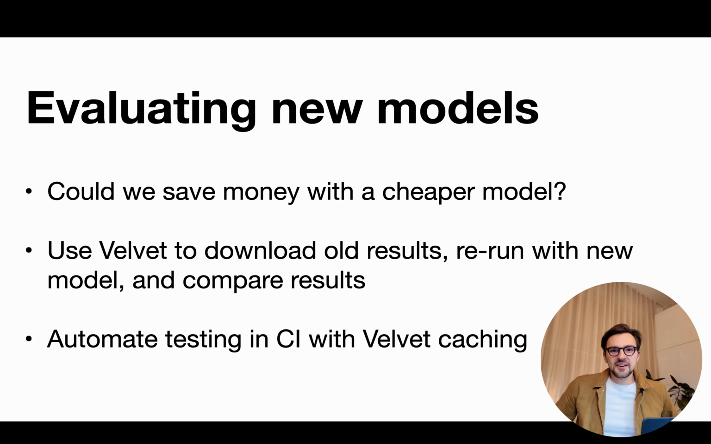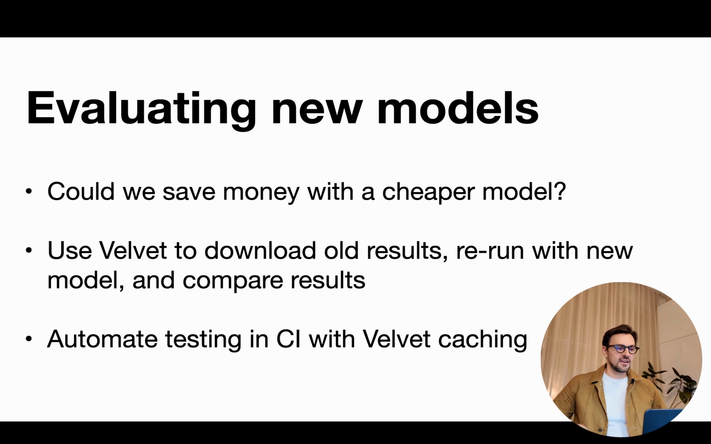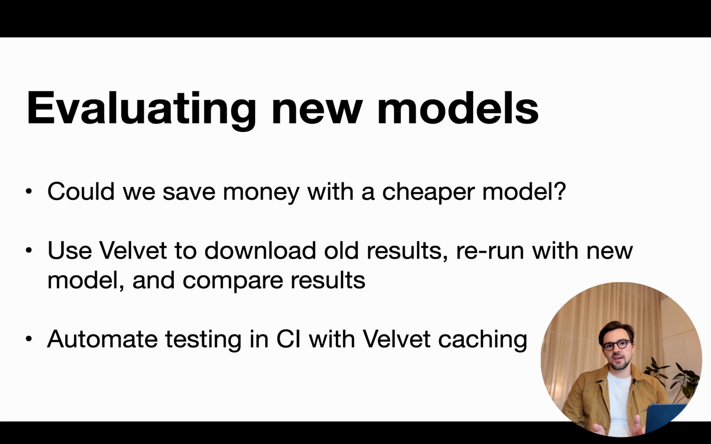So now we're going to talk about how we go in and evaluate new models. Could we save money with a cheaper model? So right now I'm running this classification with GPT-4o. GPT-4o is more expensive than GPT-4o mini. And so we might want to go in and check, does GPT-4o mini do just as good a job as 4o? I'm going to show you how we run these evaluations in FindAI.